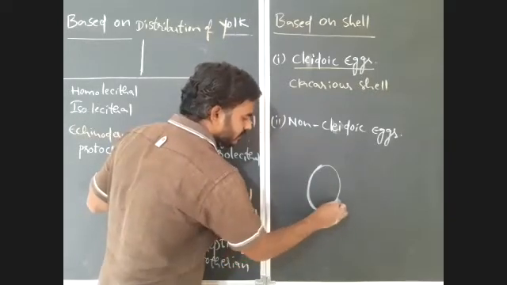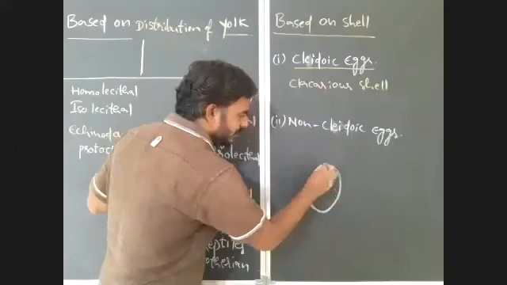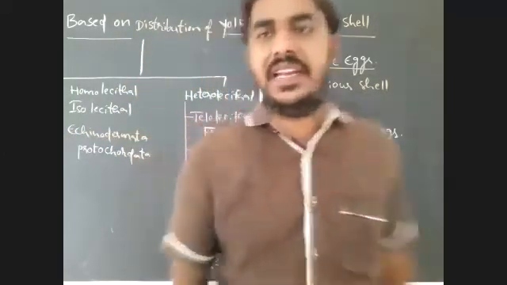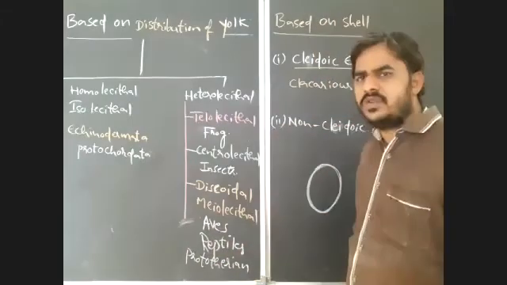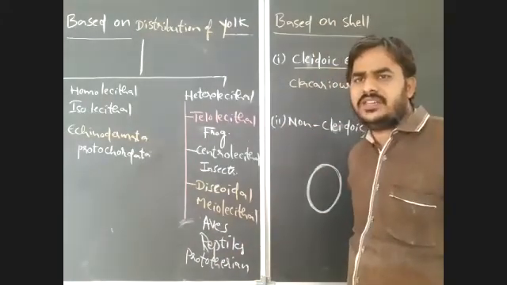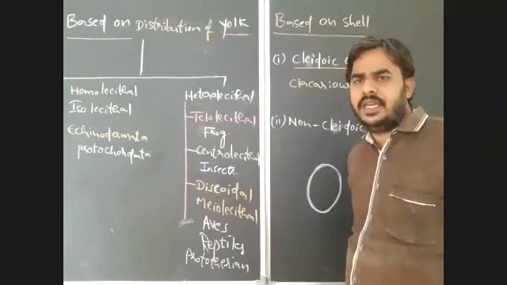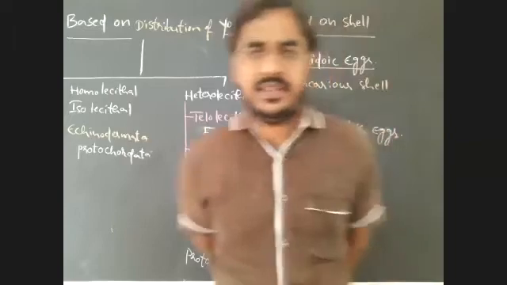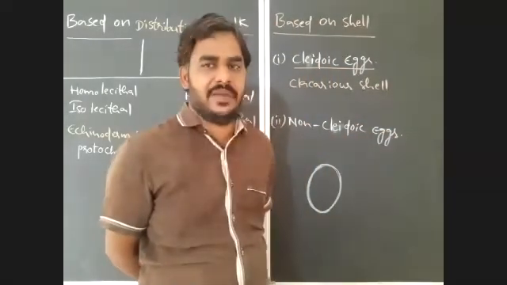Calcareous shell. It is made up of calcium carbonate. A calcium carbonate made shell, that is a calcareous shell, is present. What is the use of this shell? Why is the shell required here? This type of shell is present in the egg-laying animals. There are terrestrial egg-laying animals.